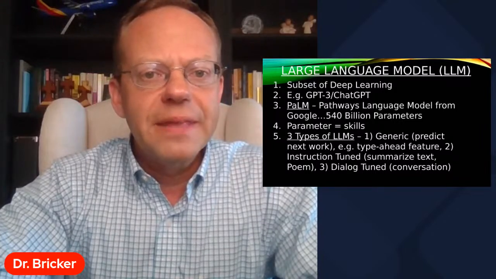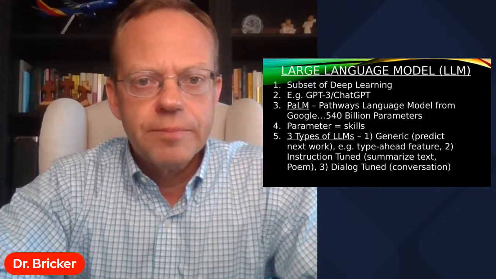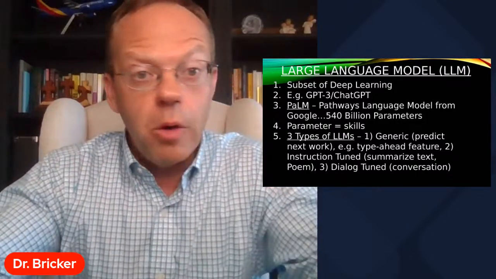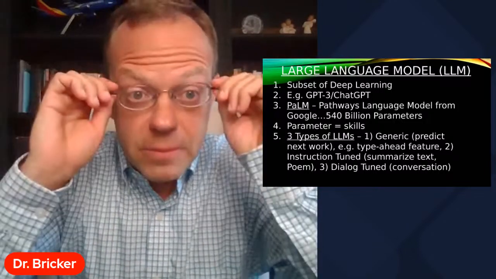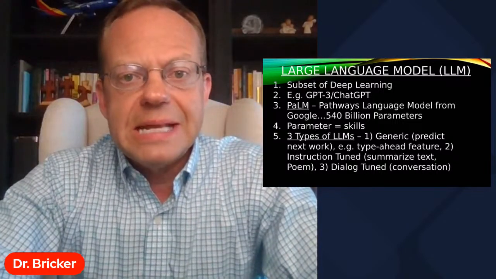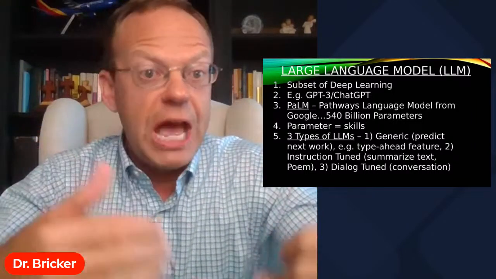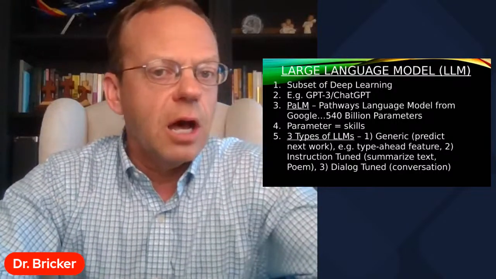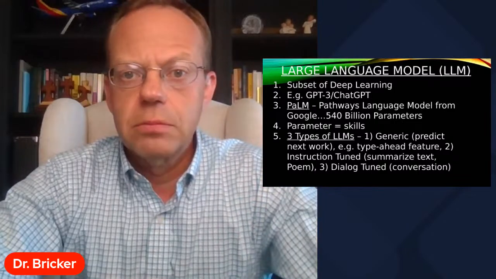Now, the next one is instruction tuned, which can summarize text. And we're going to get into the healthcare applications in a little bit. Or it could literally just generate a poem in a specific style. Give me a poem in the style of Robert Frost. Now, next is then dialogue tuned, which is where literally you can have a dialogue with Chat GPT or with Bard. So these are subtypes of large language models.